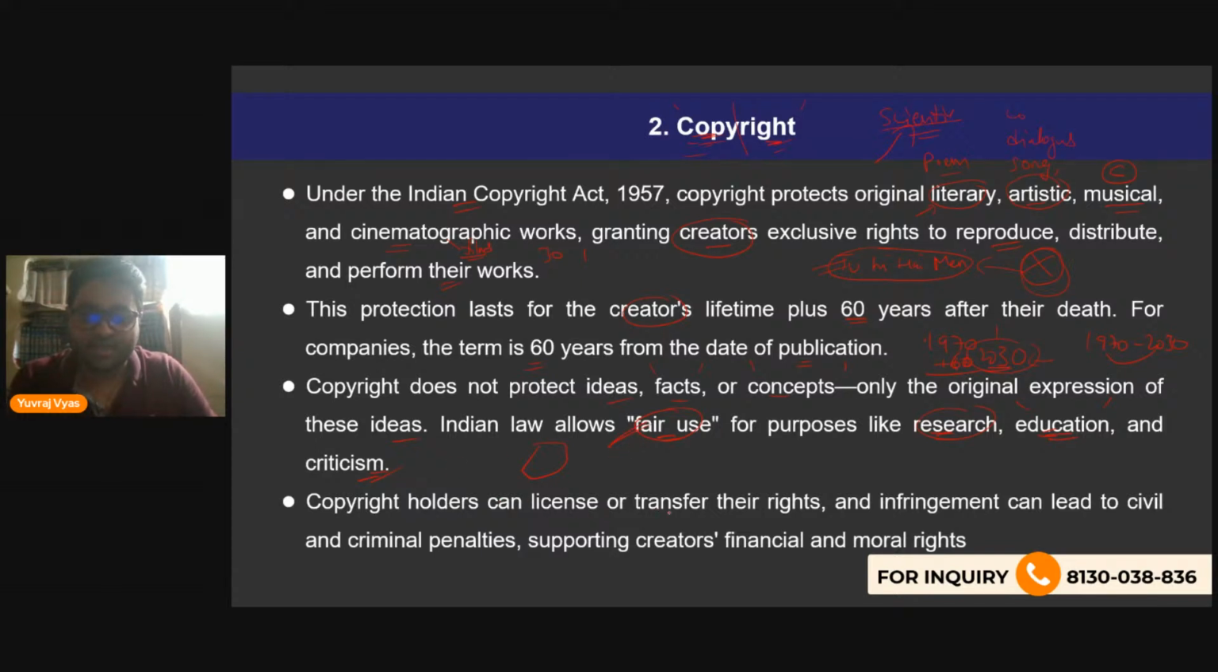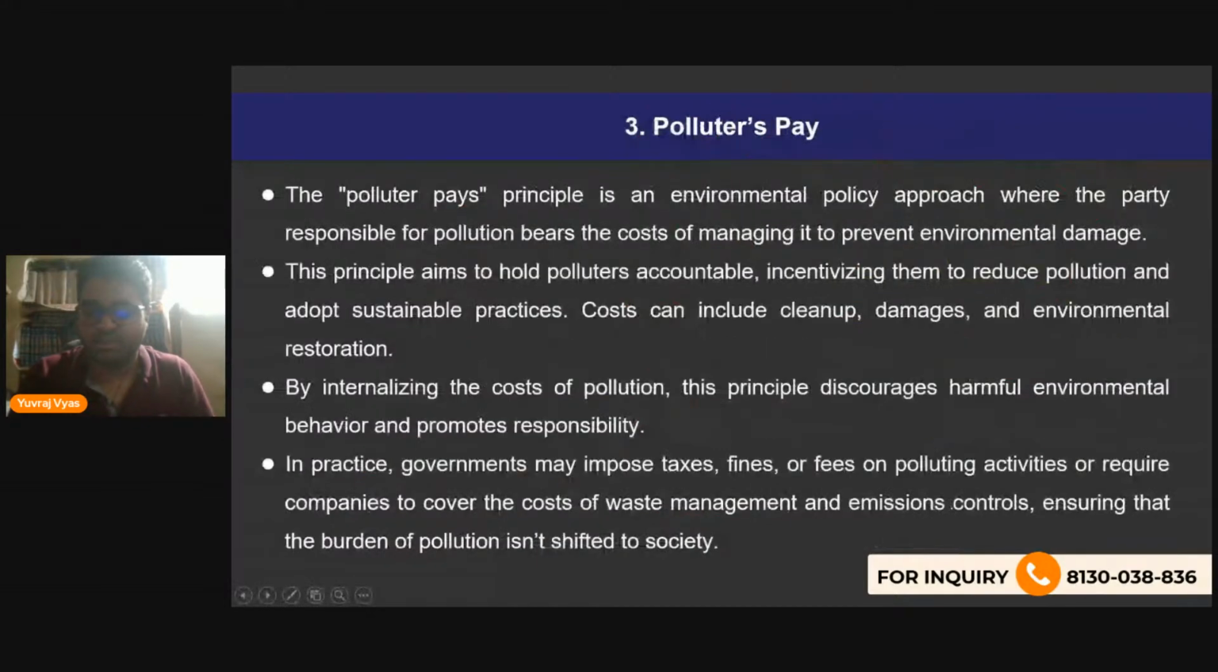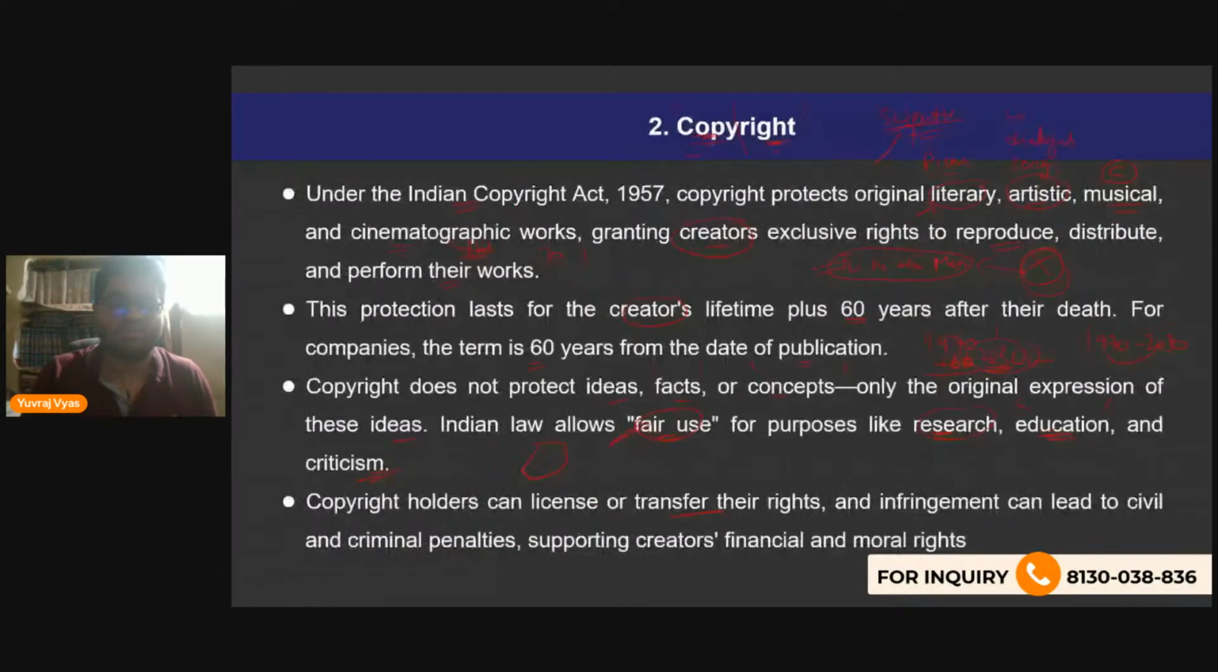Copyright holders can license or transfer their rights, and infringement can lead to civil and criminal penalties, supporting creators' financial and moral rights. So infringement can lead to cases against the person who's infringing the rights. So this was the second most important concept of copyright.